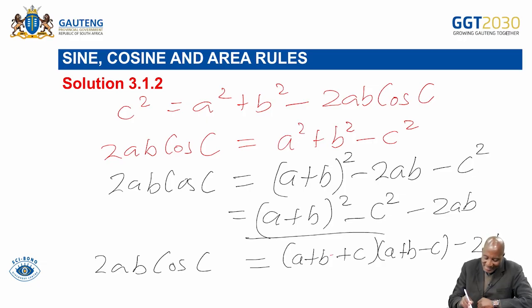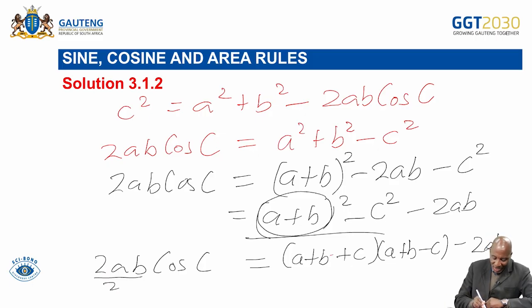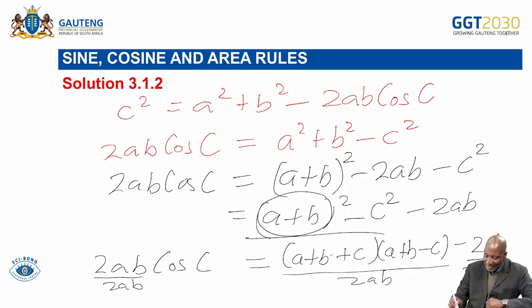I'm treating this as one thing. It's a difference of 2 squares. Then I'm going to divide throughout by 2ab, even this part by 2ab. This will divide and go. Then this will give me a negative 1. We then move the negative 1 across.